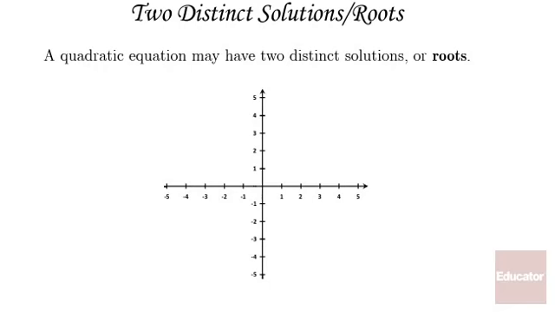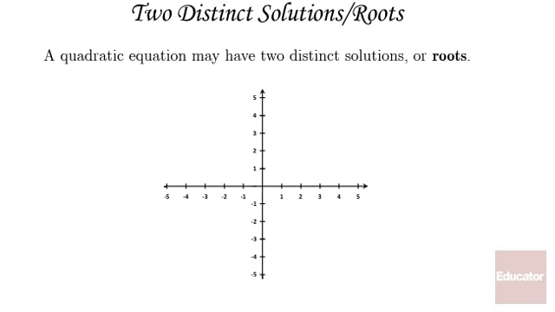Now I mentioned solution or solutions, and what we just saw is that there were two solutions, and that is one of the possibilities. So a quadratic equation may have two distinct solutions. Another term that you'll hear when we're talking about solutions for a quadratic equation is roots. So instead of saying that's the solution, we sometimes say that's the root or roots of the quadratic equation.